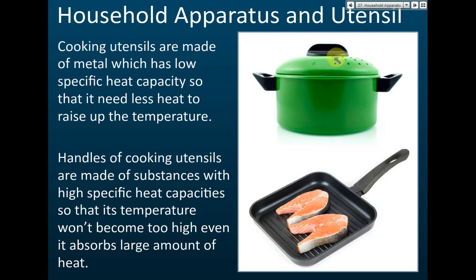But the handle, usually we will use plastic or something which has a high specific heat capacity. The body has low specific heat capacity, so that the temperature can increase very fast. But for the handles, we use material with high specific heat capacity so that the temperature will not increase so high. So handles of cooking utensils are made of substances which have high specific heat capacity, so that the temperature won't become too high even if they absorb large amounts of heat. So these are applications of specific heat capacity in household apparatus.